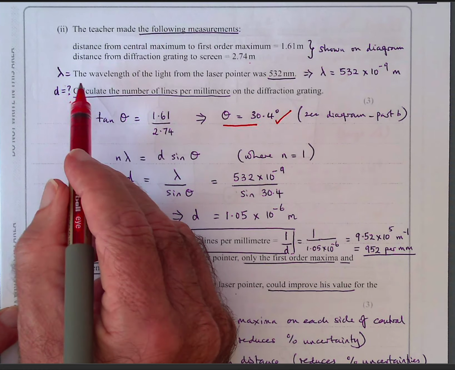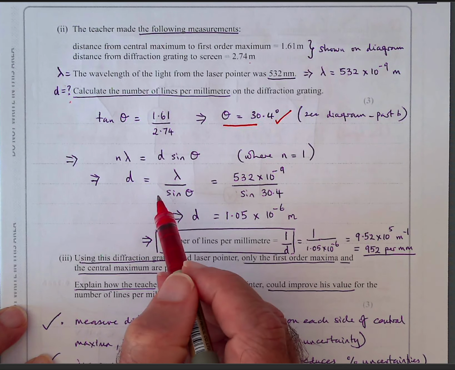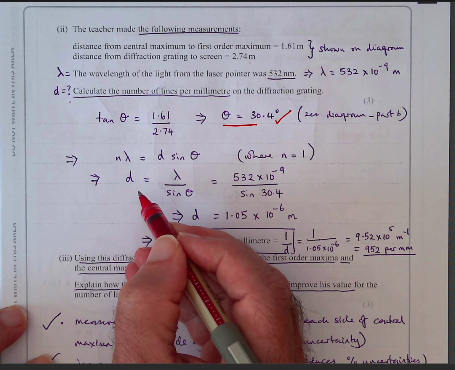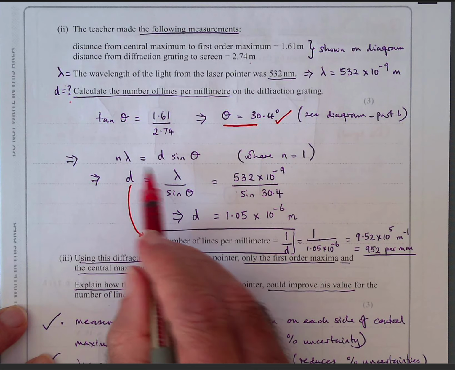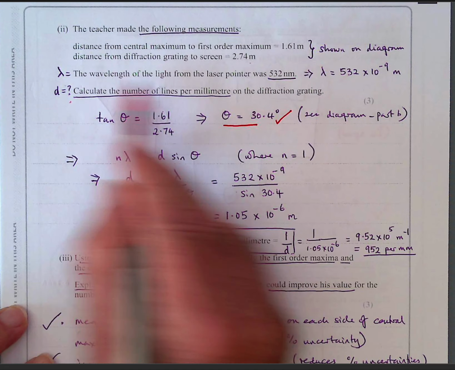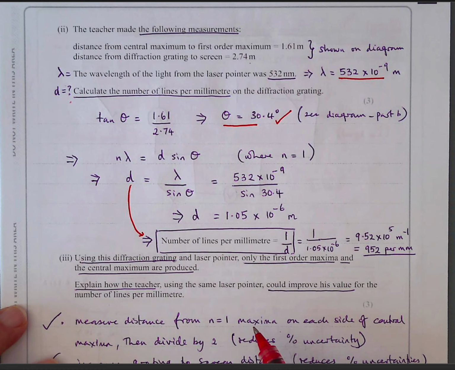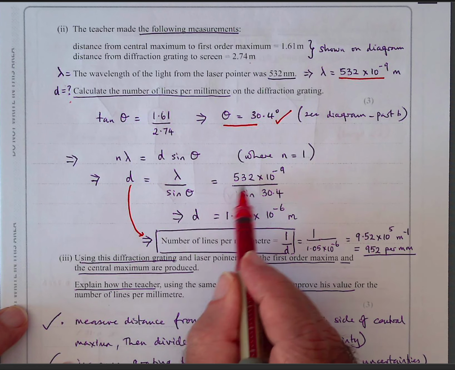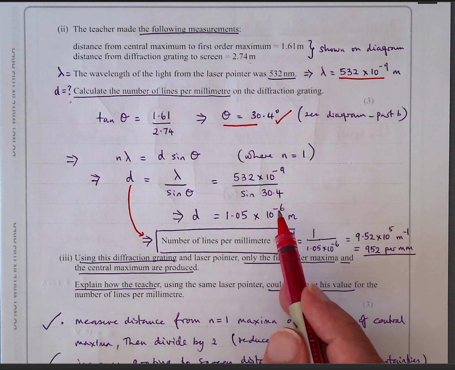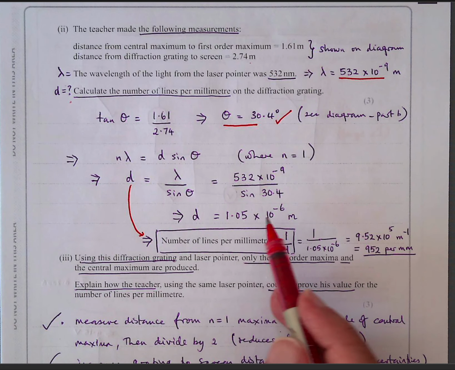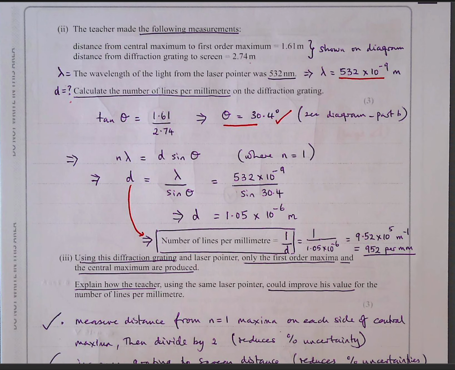They haven't given you d, so they want you to calculate the number of lines per millimeter. You first need to calculate d, and then from d you can work out the number of lines per millimeter. If you change the subject of the equation around, they've given you the wavelength as 532 nanometers, which is 532 times 10 to the minus 9 meters. You put that in: lambda over sine theta, the sine of the angle that you worked out using tan. Don't get confused. You don't use tan in the equation, you use sine. Tan is just used because of the right-angled triangle and the measurements available when you do this experiment.